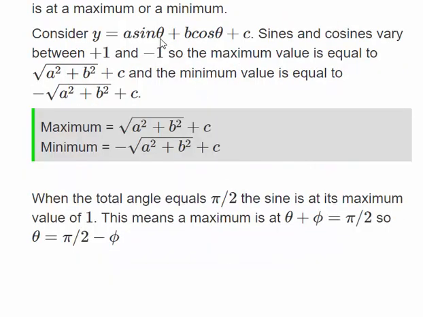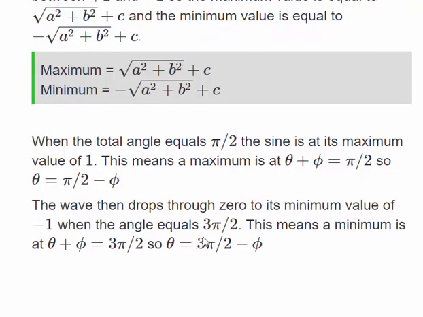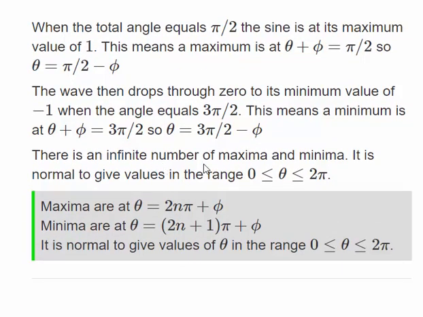When the total angle, which is theta plus phi, is equal to pi over 2, the sine is a maximum. That means at the maximum, theta plus phi is equal to pi over 2, so theta max is equal to pi over 2 minus phi. A sine is at its minimum at 3 pi over 2, which means at the minimum, theta plus phi is equal to 3 pi over 2, so theta min is equal to 3 pi over 2 minus phi. There's an infinite number of maxima and minima, and it's normal to give theta in the range 0 to 2 pi.